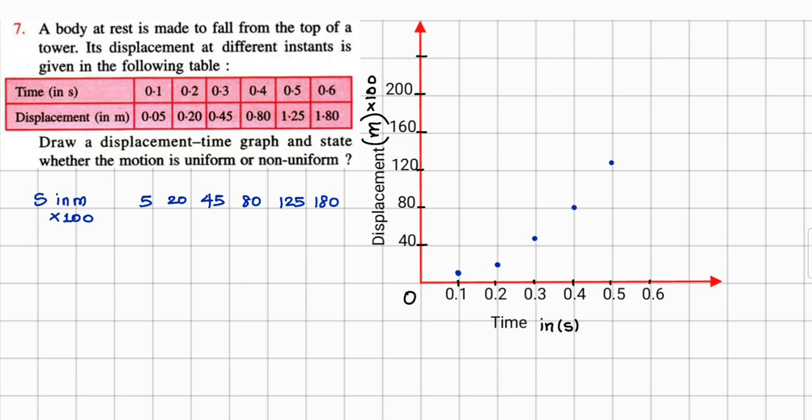Actually I have to plot this on graph paper, but right now I'm plotting on the normal paper. 0.6 is 180, so 0.6 it is 180. Now joining these dots with the help of a smooth line. So we get a smooth curve, and the question asked is whether the motion is uniform or non-uniform. Since it is not a straight line, hence the motion is non-uniform. Next question.